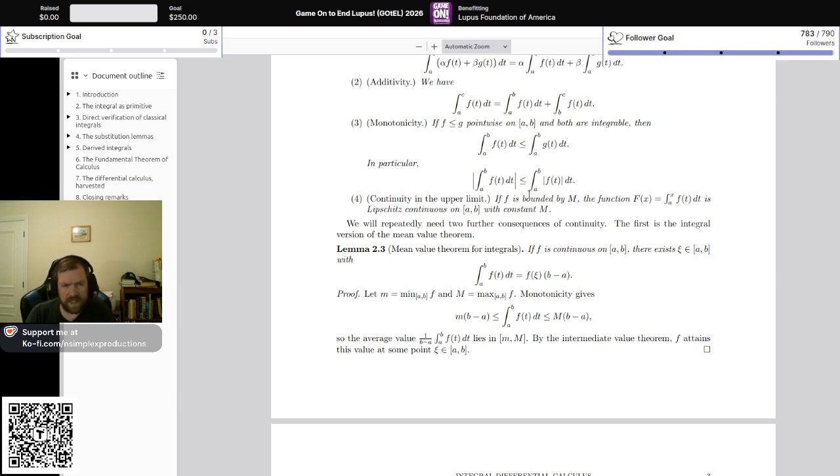The first is the integral version of the mean value theorem. If f is continuous on a to b, there exists some c belonging to a to b with the integral from a to b of f of t dt equal to f of c times b minus a. Let m be the minimum on a to b of f, and capital M equal to the max of f along the interval a to b.